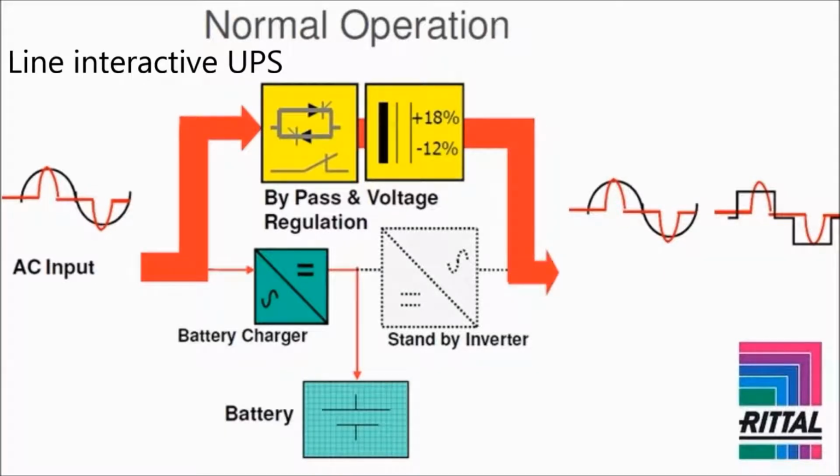But the line interactive UPS also includes a voltage regulator, capable of smoothing out spikes in the supplied AC power before feeding through to the output. However, like the standby UPS, the line interactive UPS does not protect equipment during the changeover time between failure of mains power and inverter startup.